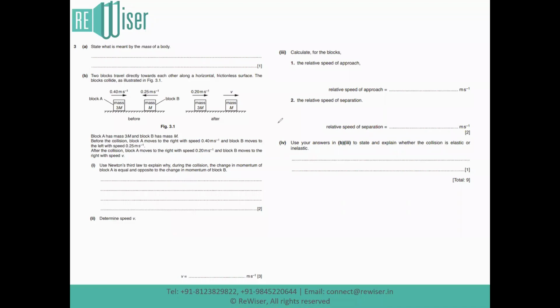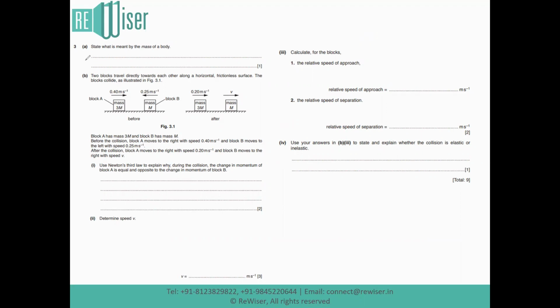Hello guys, let's have a look at the next question. State what is meant by mass of a body. In lower classes, we were made to understand that mass is anything that occupies space. But as we go to higher standards and learn the concept of gravitational force, we define mass of a body in terms of gravitational force.